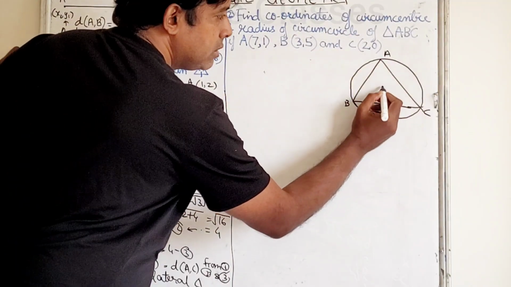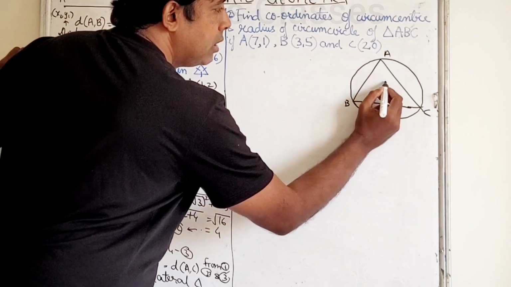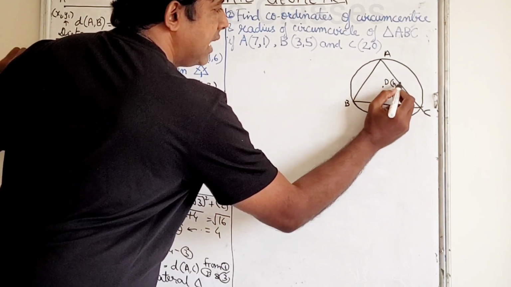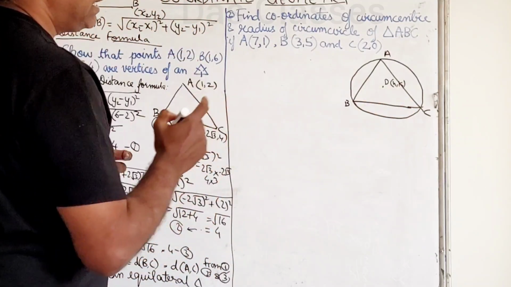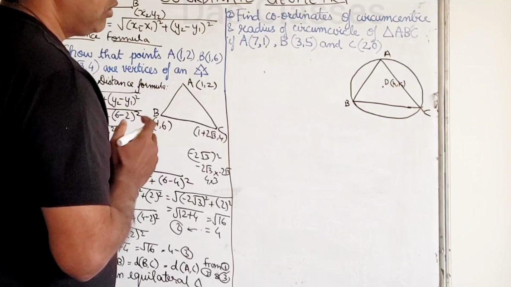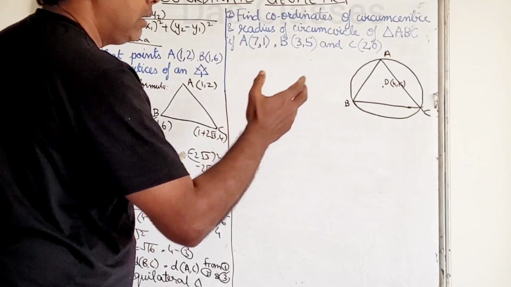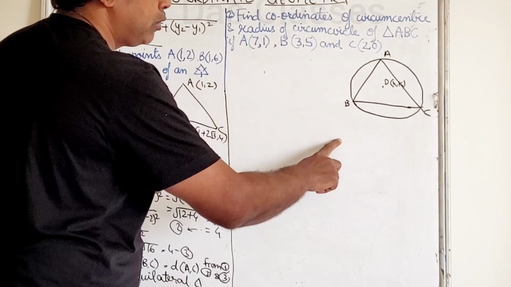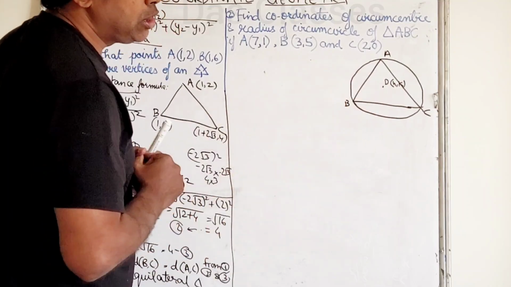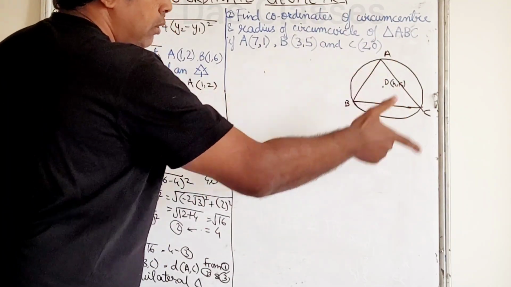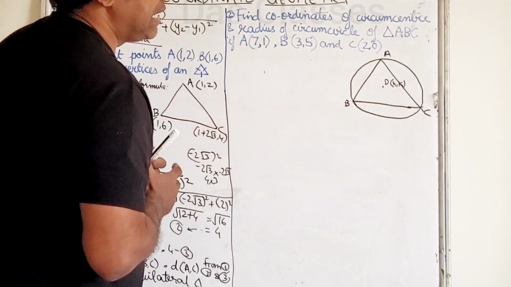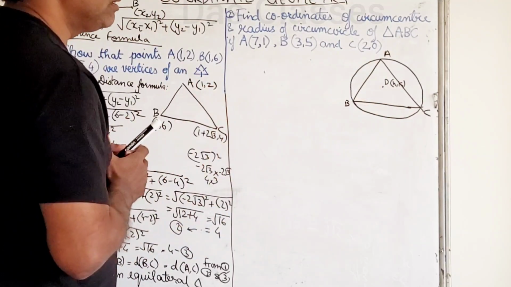The center of this circle is going to be the circumcenter. Let us denote it by D, with coordinates H and K. So point D is going to be the circumcenter of the circle. In your 9th standard you drew circumcircles: you drew triangles and perpendicular bisectors, and from the point of intersection of the perpendicular bisectors you got a circle which passed through all the vertices of the triangle, and that's called a circumcircle.